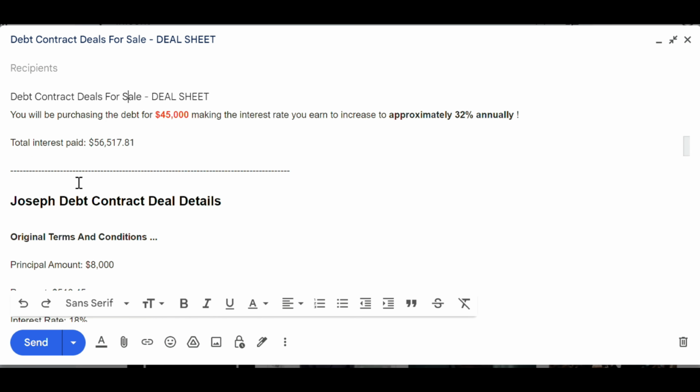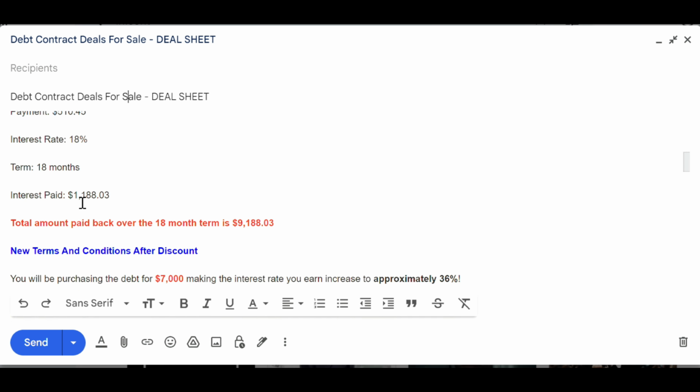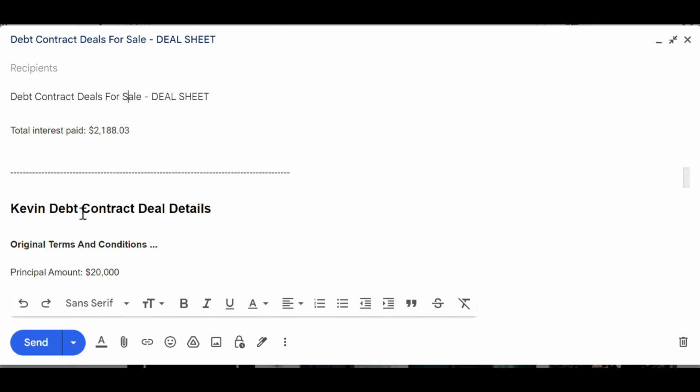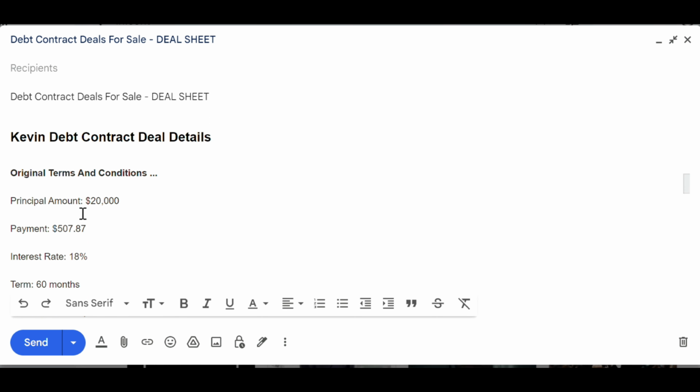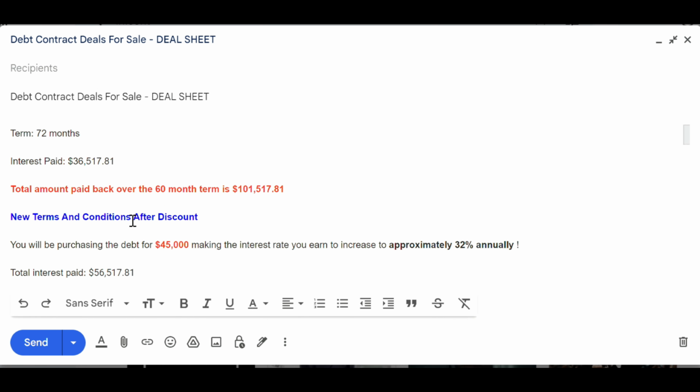We have a Mark debt contract deal. We have a Joseph debt contract deal. We have a Kevin debt contract deal. And really, we've kept it simple just by using the client's first name. Now, each of these deals are explained in the same way, all right?